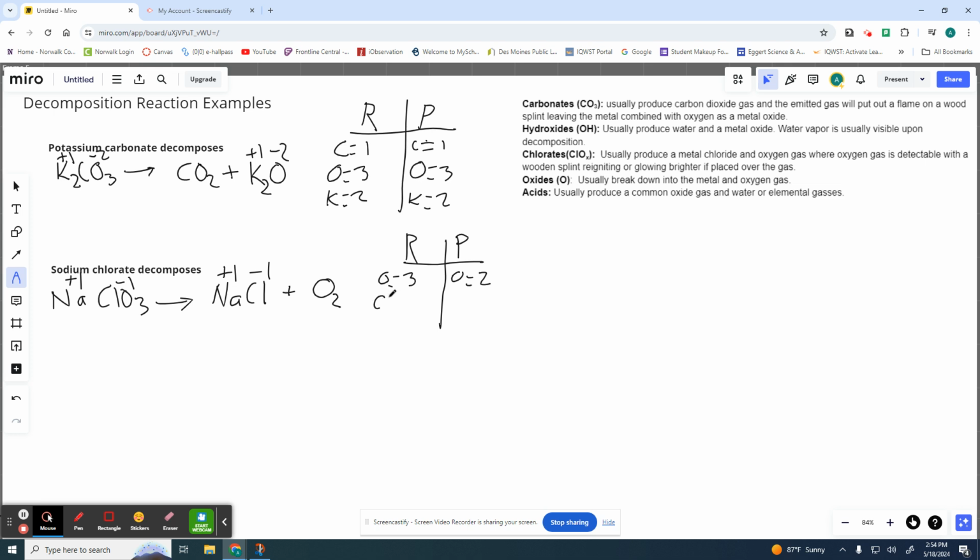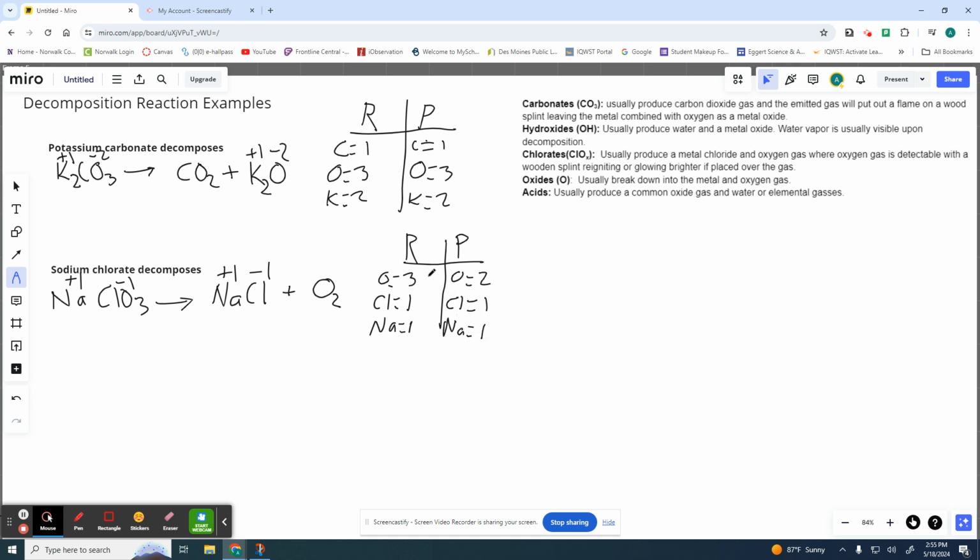I'm going to do my chlorines. I have 1 chlorine on the left on the reactant side. And then I have 1 chlorine currently on the product side. And then the only thing that's left is the sodium. And I currently have 1 sodium. On the product side, I currently have 1 sodium.